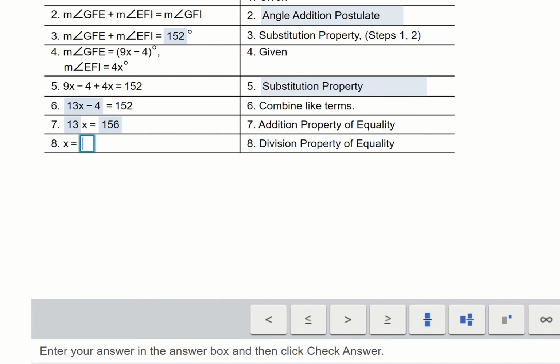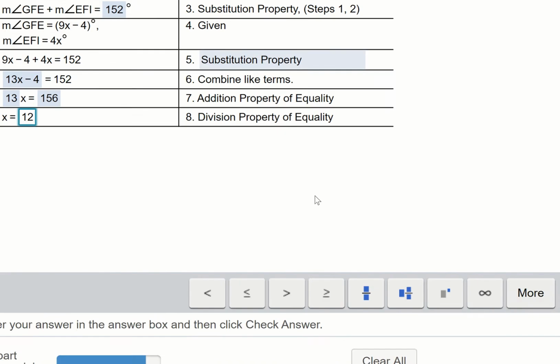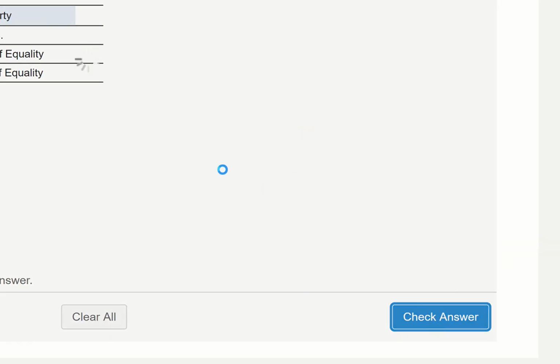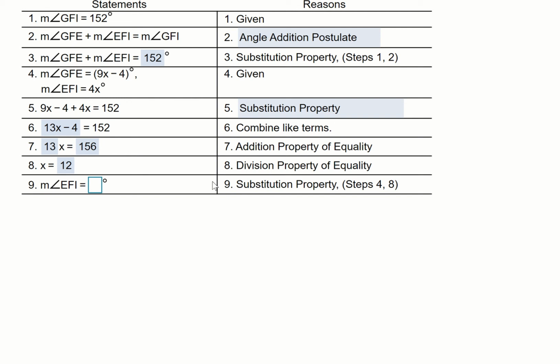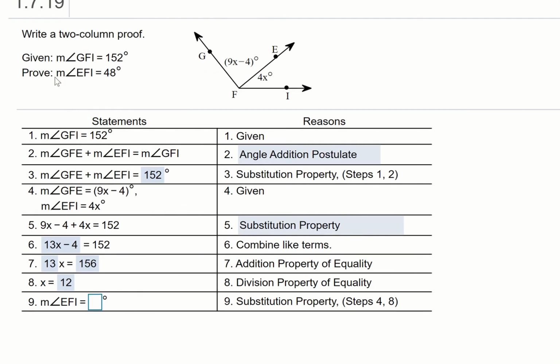So we have to do 156 divided by 13. Let's do that on the calculator real quick so we can get that answer. So that's going to be 12. All right, and then we want to get to EFI. So remember, what is EFI? Well, EFI is 4x. So we have 4 times x.